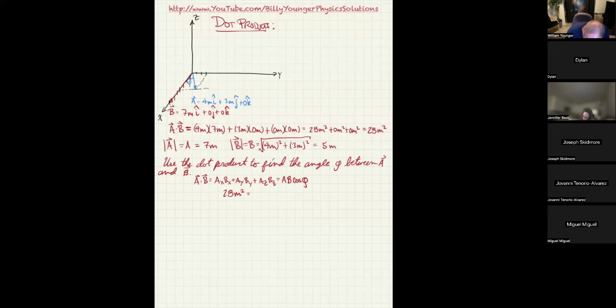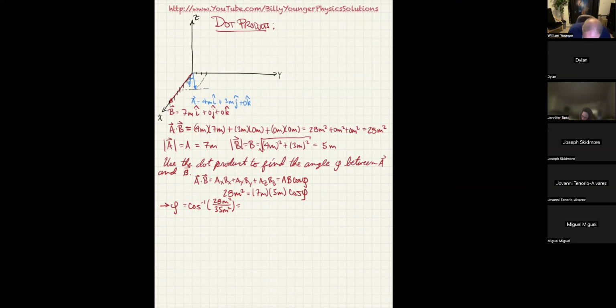And that's equal to the magnitude of A, which is 7 meters, times the magnitude of B, which is 5 meters, times the cosine of phi. So this tells me that phi is equal to the cosine inverse of 28 square meters over 35 square meters. Now, you can obviously simplify that, but I don't really care too much to.